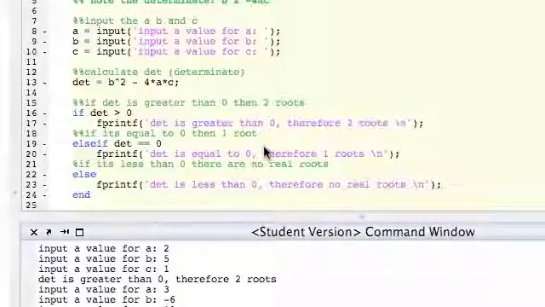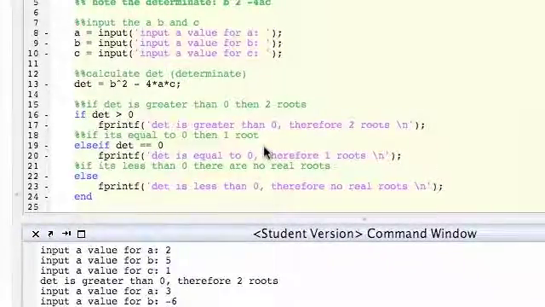So we finished off our last one with being able to say whether there's two roots, one root, or no roots. And so we've done this whole question now. Now we actually want to print out what the roots are. So what's the answer for these equations? And so I'm going to edit this code to actually do that.